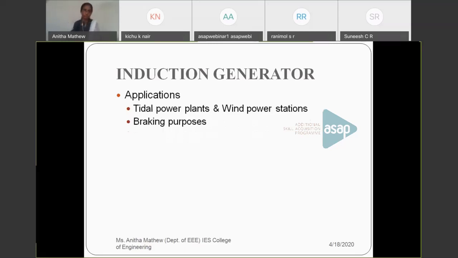Induction generator applications: it can be used in tidal power plants, wind power stations, and also for braking purposes. This is all about the induction generator.